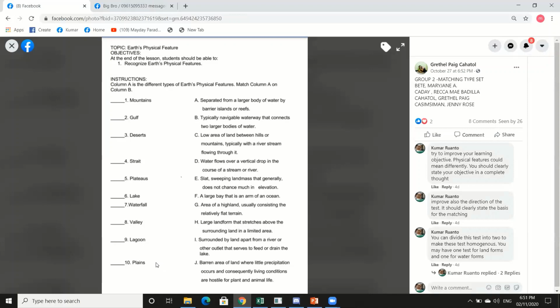Then also this one. This is an example of a heterogeneous item. Why? There are landforms and waterforms. So if you are going to write this test, I will separate this into two test items. The first part is the landforms, and the second part would be the waterforms.